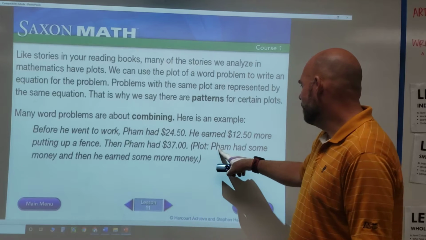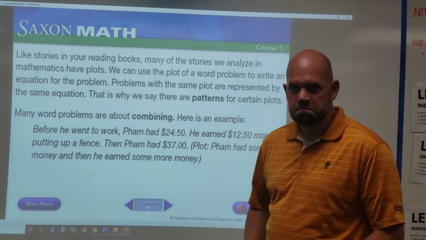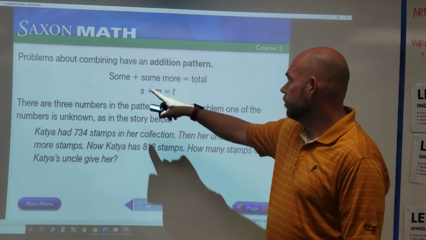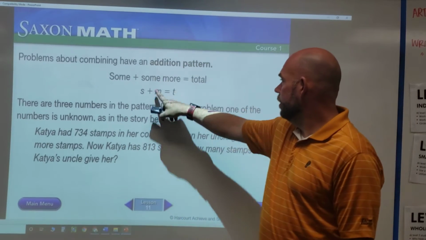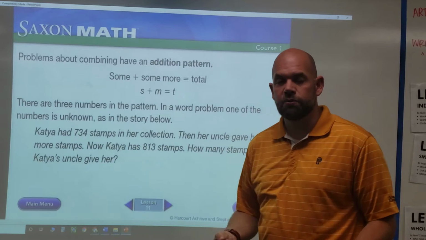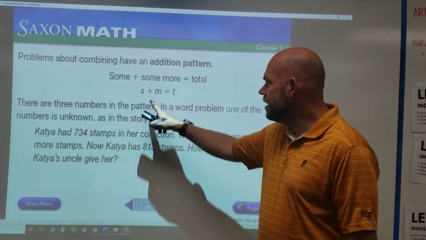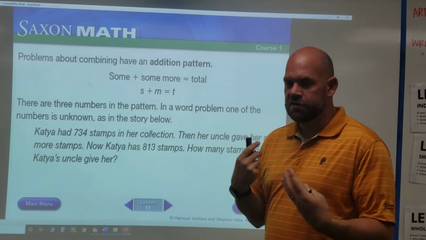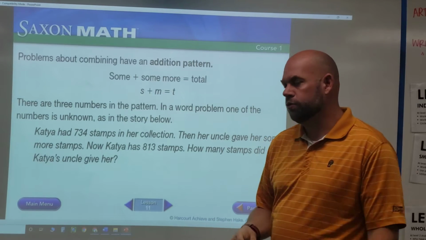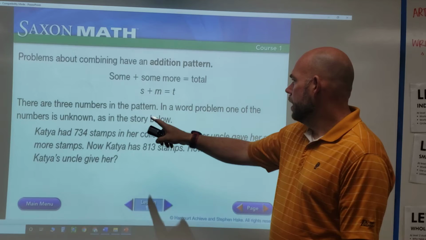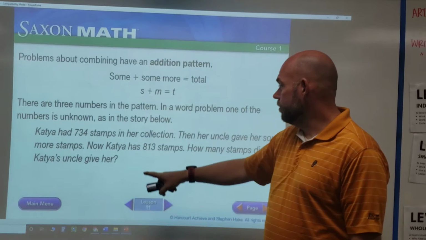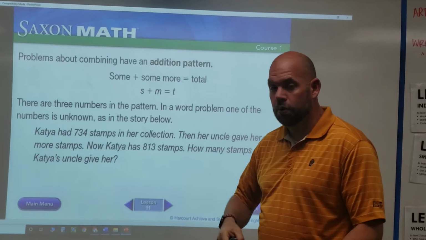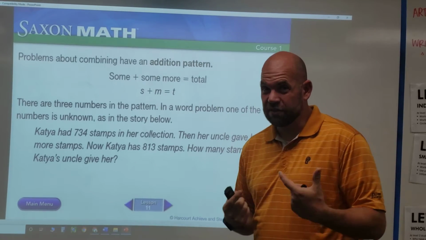All right, so the plot is Sam had some money, then he earned some more money. That's our problem. We're looking at an addition problem here. So he starts with some, adds some more, he gets a total. That's our whole problem. So we've simplified it down. And they use letters to represent that. You can do that if you want. But you can also just think in your head, all right, we're just going to add up two numbers here. So if there are three numbers in the pattern, the word problem, and one of them is unknown, then we're going to have to solve it somewhat differently.